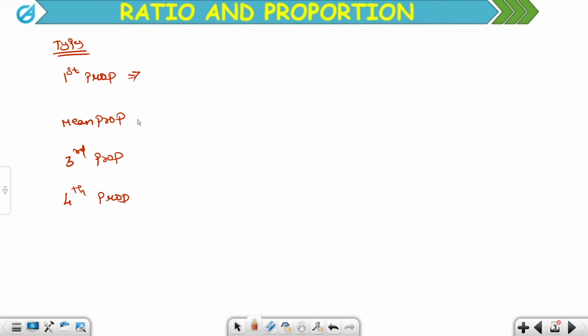See how to find first proportion, how to find mean proportion, how to find third proportion, how to find fourth proportion. In order to find first proportion, the formula is AB by C. In order to find mean proportion, it is root of AB. Third proportion is B square by A, and fourth proportion will be BC by A. Now you'll be wondering why we are telling AB by C.